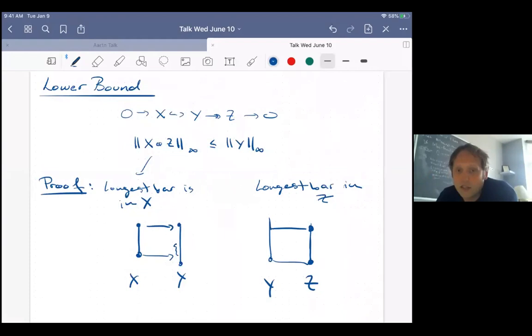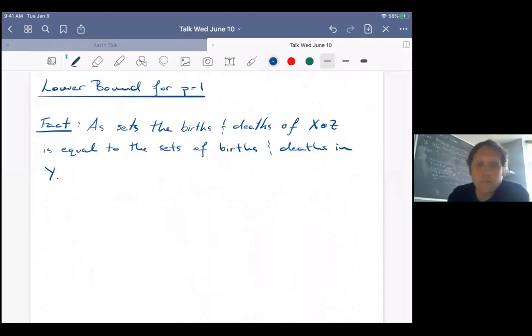So it's very short and very easy, and we're going to go on from here. The other case that's very easy is the lower bound for p equal to one. Again, you have equality in terms of sets of births and deaths, and one can work this out from exactness. Once you realize that the births and deaths are equal as sets, it becomes very easy to prove this lower bound. It's literally one line.